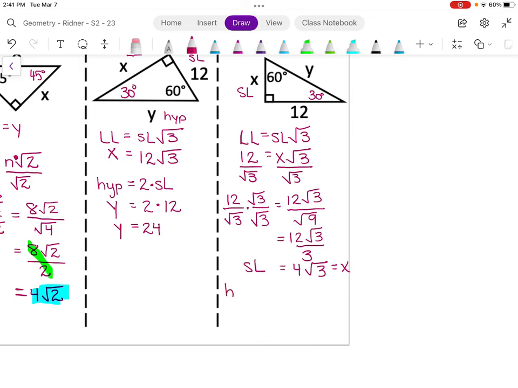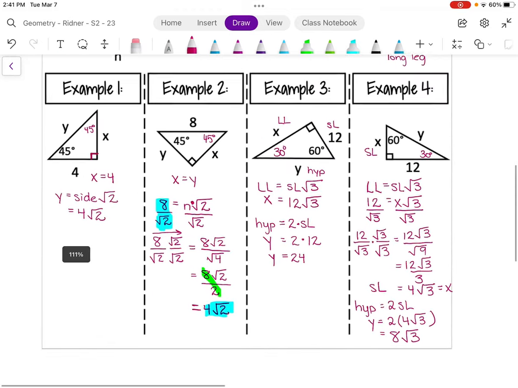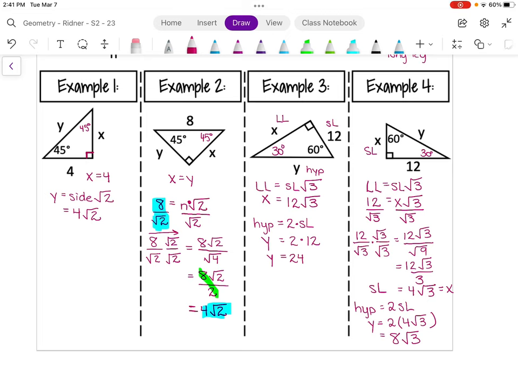For the hypotenuse, I just need to double the short leg. So hypotenuse is y. And then 2 times 4 square root of 3 is much easier than you think. 4 times 2 is 8. Radical 3. There's our examples. This is an important one to practice because it does test your algebra skills as well as geometry.